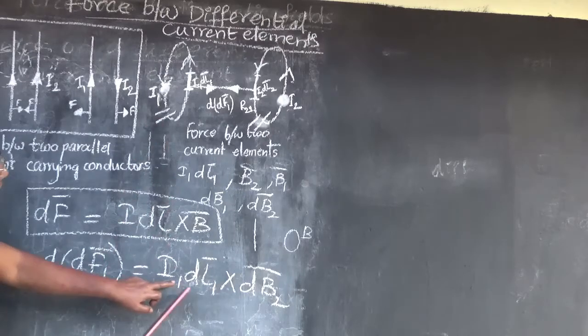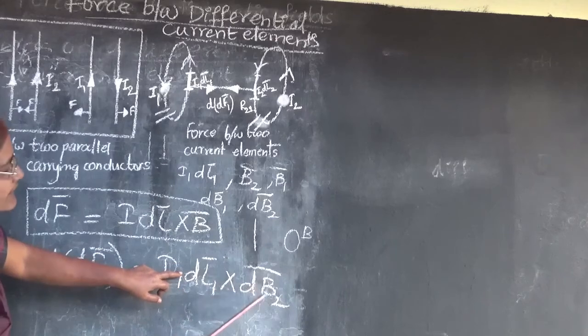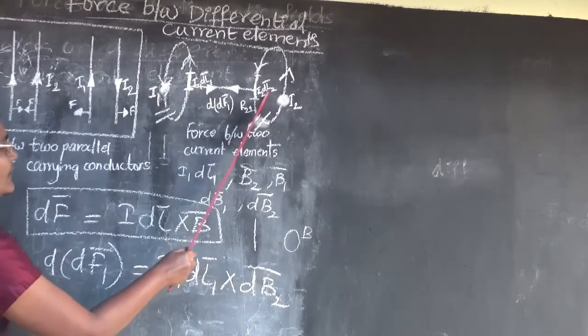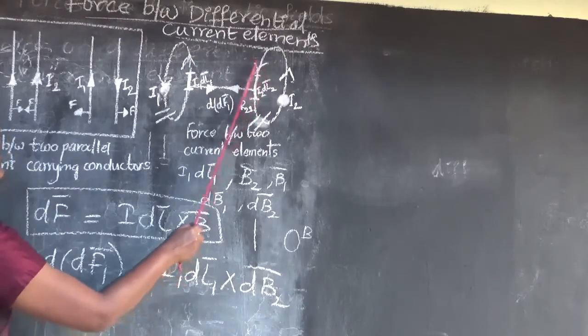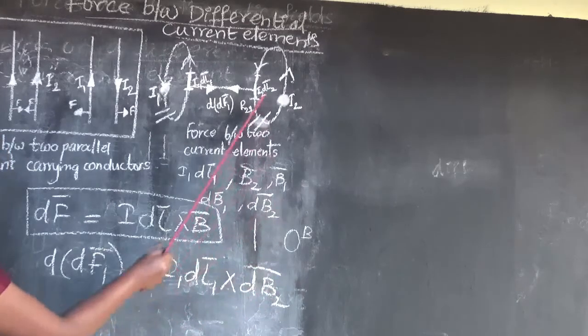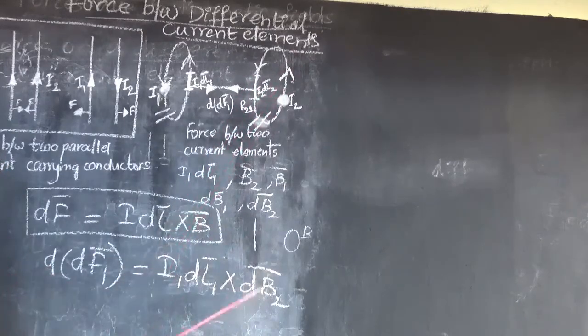And this is I1 dL1 bar, the current element we have taken into consideration. And dB2 bar, because I am considering only the magnetic field produced due to this second current carrying element. That is the reason I have taken only part of the magnetic field produced by this current element in the second current carrying conductor. This is the reason I got another d here. So this is the formula.